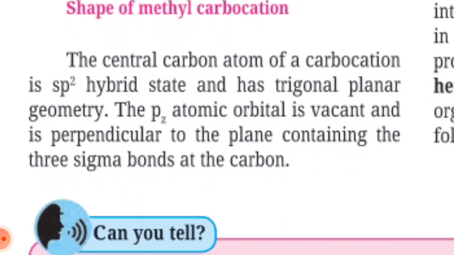The central carbon atom of a carbocation is in an sp2 hybrid state and has trigonal planar geometry. The p z atomic orbital is vacant and is perpendicular to the plane containing the three sigma bonds at the carbon.